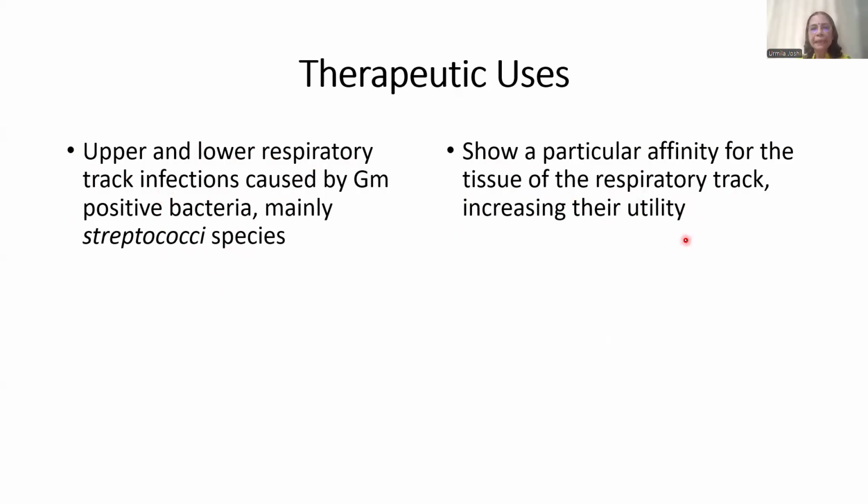Therefore, their levels in the respiratory tract are higher, and therefore their utility as drugs for upper and lower respiratory tract infections is increased. So with this, we complete our lecture on macrolides. Next lecture we will see chloramphenicol. Thank you.